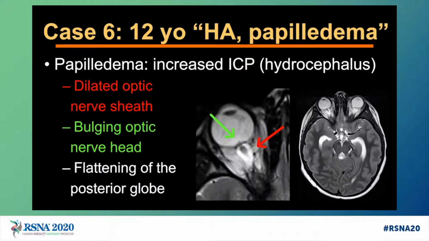Now, papilledema is an ophthalmologic diagnosis, but it does have imaging correlates that I'd like to share with you. So I've magnified the T2-weighted axial sequence to focus on the patient's right eye. And the red arrow shows dilatation of the optic nerve sheath, whereas the green arrow shows bulging of the optic nerve head. This is a pretty florid example of papilledema secondary to increased intracranial pressure caused by the hydrocephalus.